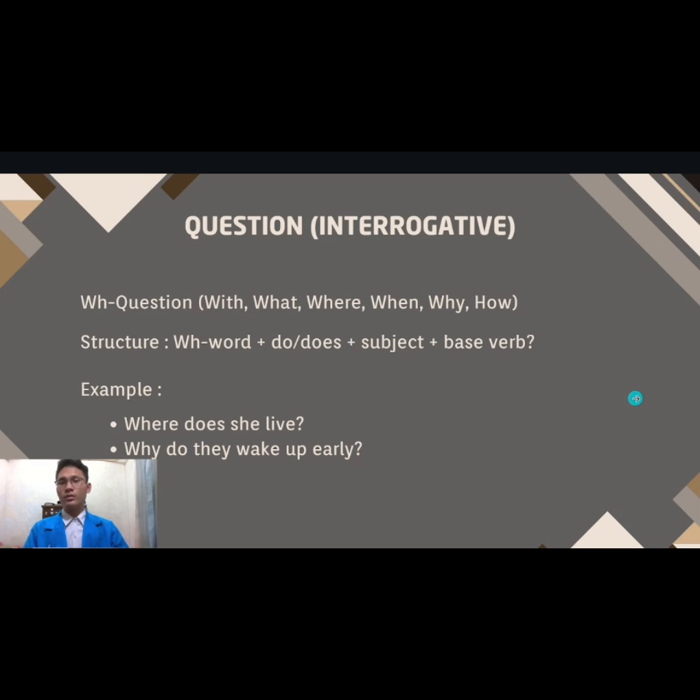WH questions: who, what, where, when, why, and how. The structure is WH word plus do or does plus subject plus base verb, question mark. For example, where does she live? Why do they wake up early?